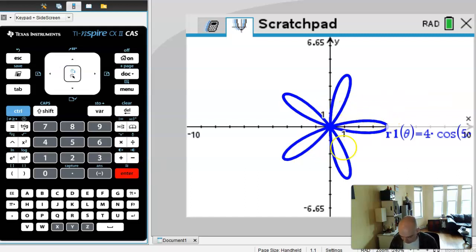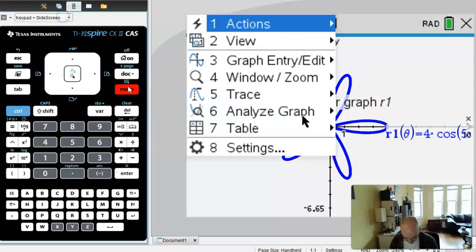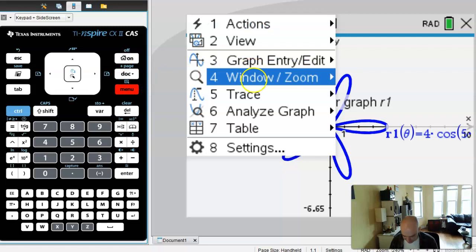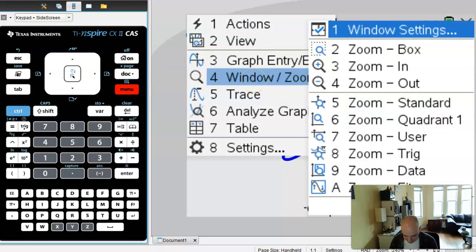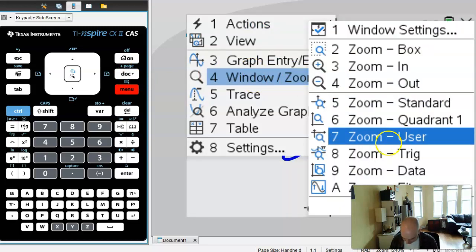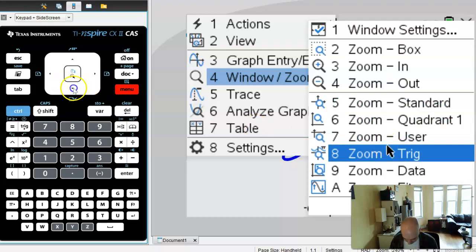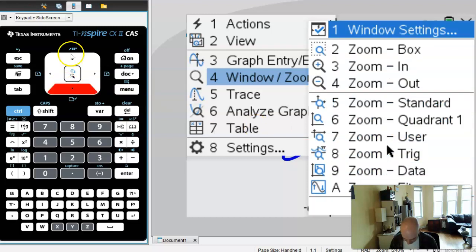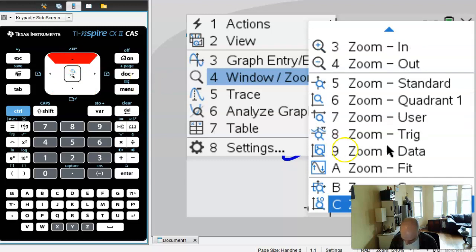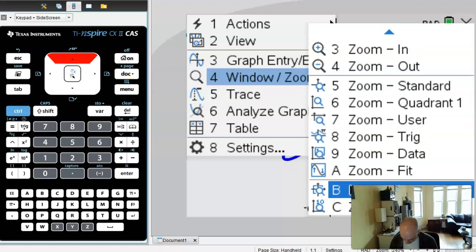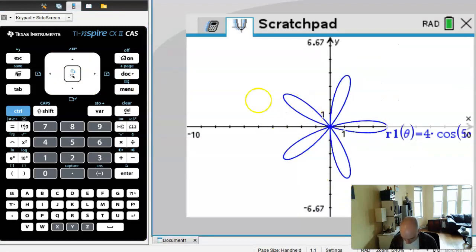Oh my gosh, it's one of these beautiful rose curves, 5 petals starting on the axis. That's everything we talked about. To play with the graph, the Window Zoom menu is similar to the 84. You just have to go through the menu. So for example, if you scroll down, you can get Zoom Square down here to square things up, although this one already starts square, so you're generally okay there.